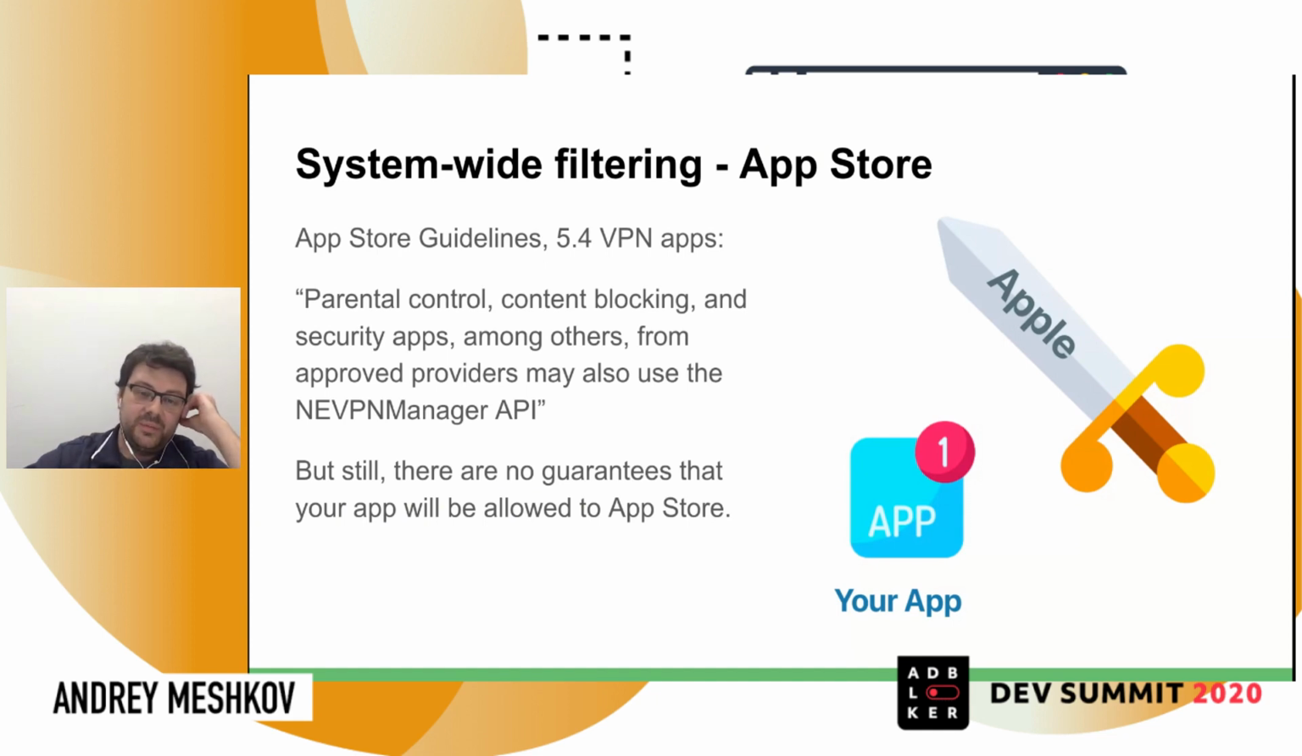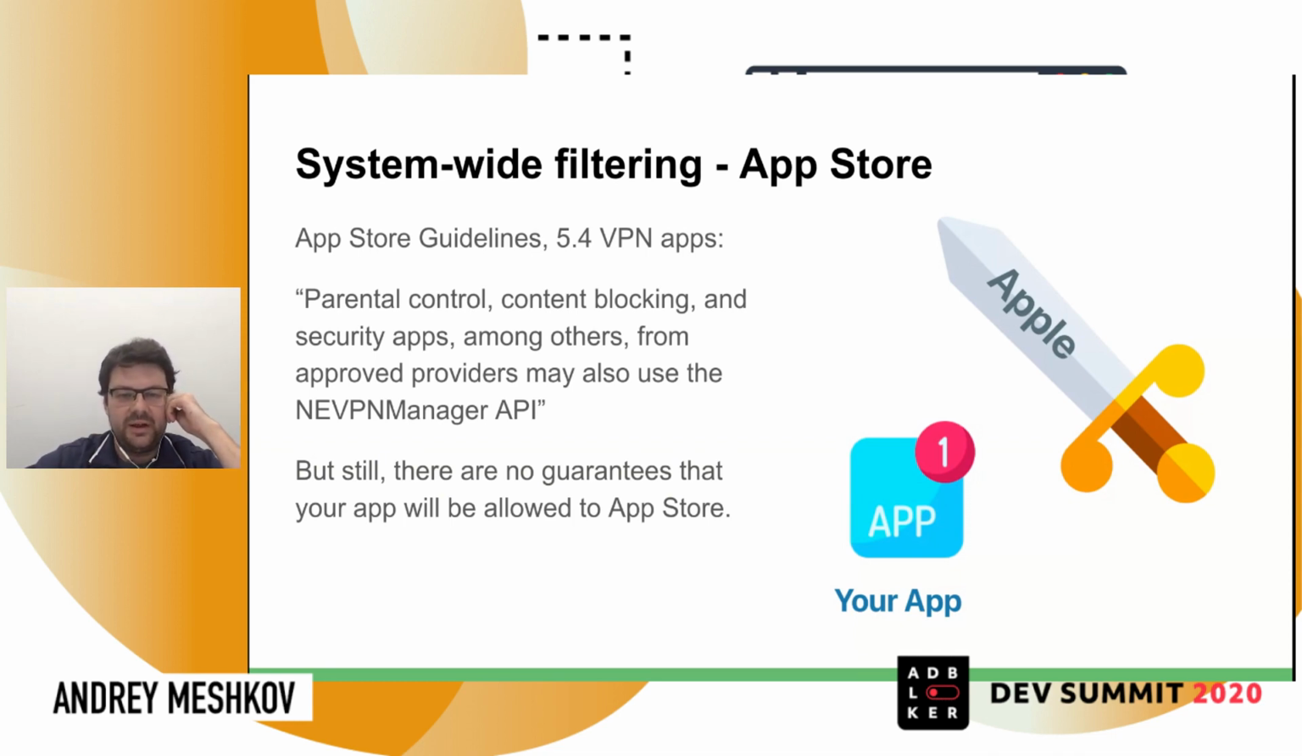But then, after 1 more year or so, they changed their decision again. And the guidelines now contain an exemption. You can see this exemption on this slide, specifically for parental control, content blocking, and security apps. So we're back in business. The app gets approved. We start working on a major update, new features, all the cool stuff.